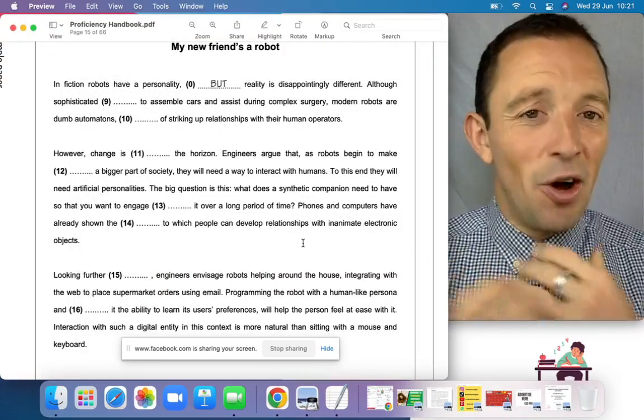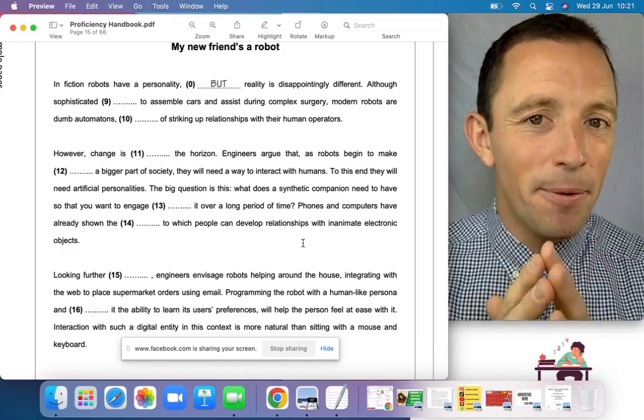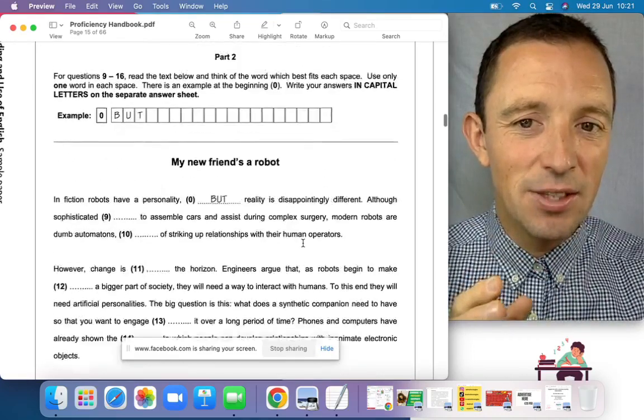So let's begin, and I hope I can help you with this particular exercise. So just to recap, the instruction for this exercise we can see at the top.